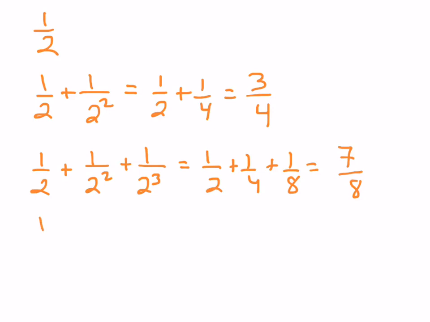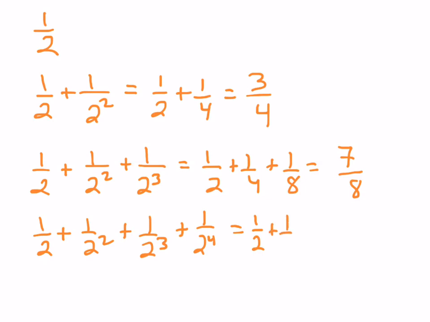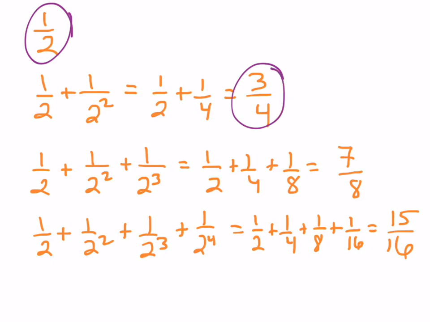Right, and maybe one more. So 1/2 plus 1 over 2 squared, 1 over 2 cubed, and 1 over 2 to the 4th. So this is 1/2 plus 1/4 plus 1/8 plus 1/16. And if you add those, that ends up being 15/16. Okay, so now if you study this list of sums here, you may notice some sort of a pattern.